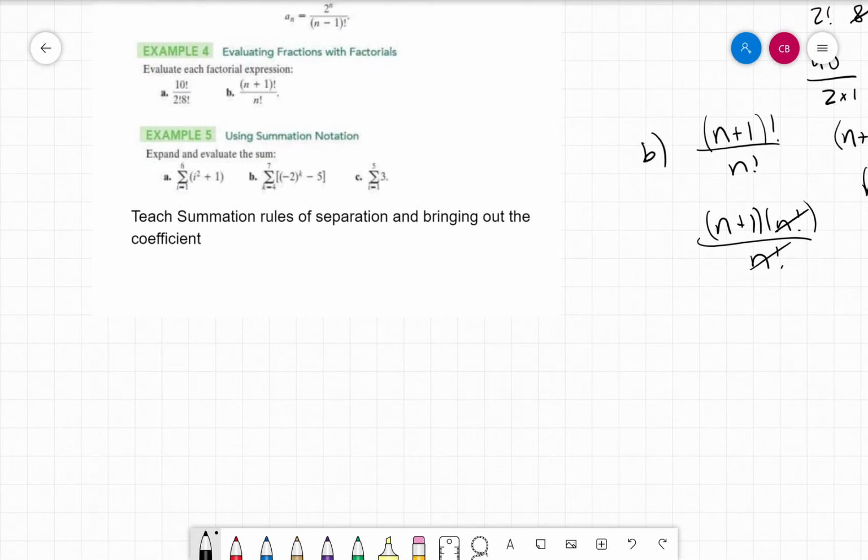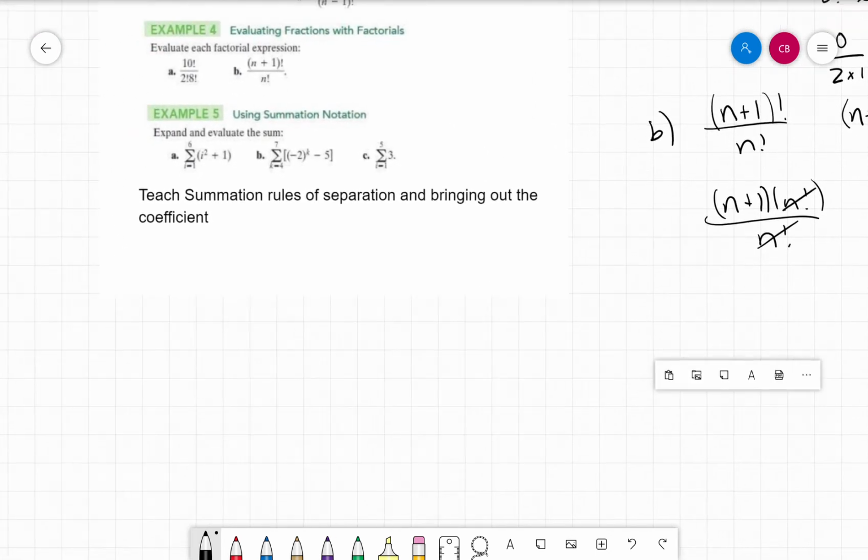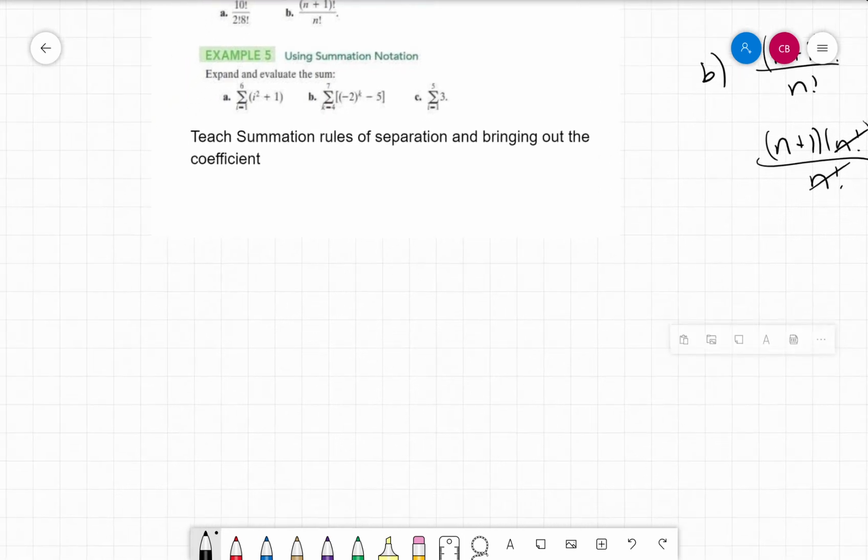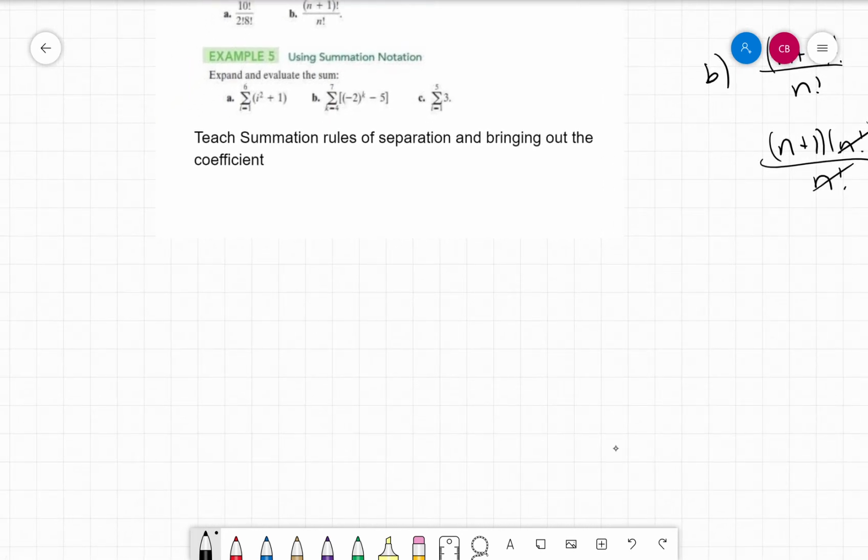So for these ones, we can separate. You can separate if there's an addition. You cannot separate if there's multiplication or division. But with this being said, notice there are boundaries. So we're looking at part A. So we have a sum. Oops, that's an ugly summation sign. Sum as I equals 1 to 6, I squared plus 1.